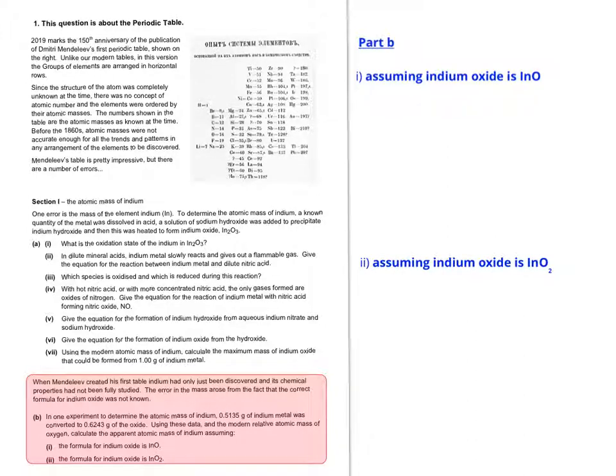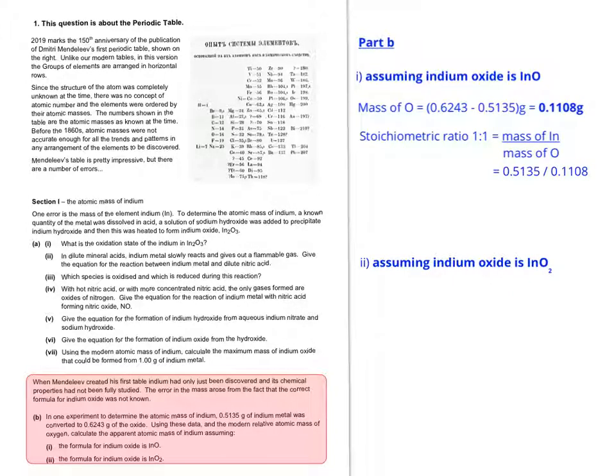So the first thing to do is to look at the data I've been given. I've got 0.5135 grams of indium metal and 0.6243 grams of the oxide. So I've got to work out how much oxygen I've taken up to make the indium oxide. So the difference is 0.1108, and to get the relative atomic mass of the indium, I take the relative atomic mass of an oxygen atom, or 1 mole of oxygen atoms, sorry, and multiply that by the stoichiometric ratio. So it's a 1-to-1 ratio this time.